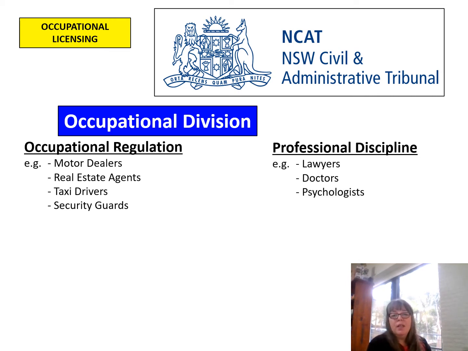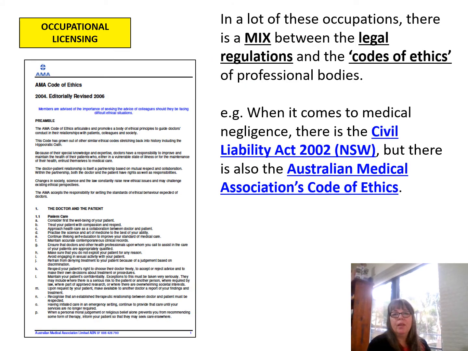Professional discipline looks at lawyers, doctors and psychologists. These are the higher degree jobs where there's a lot more training through the university system. In a lot of these occupations, there is also a mix between the legal regulation and particular codes of ethics for professional bodies. For example, when it comes to medical negligence, there's the Civil Liability Act, but there's also the Australian Medical Association's Code of Ethics.